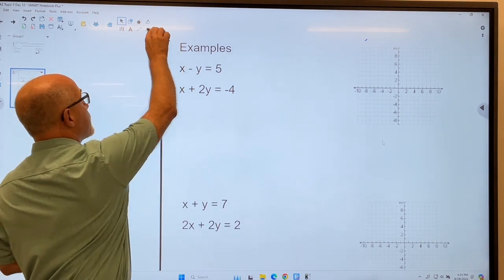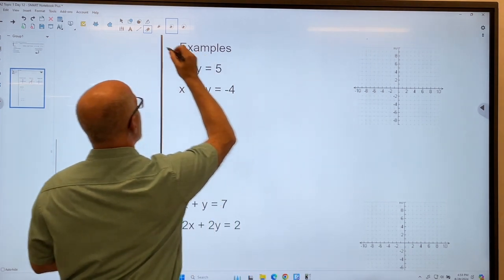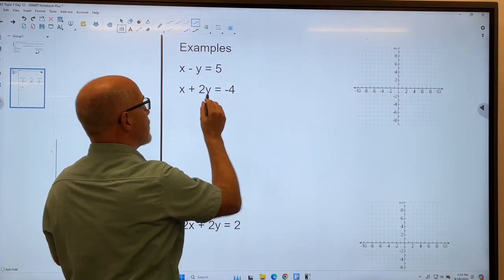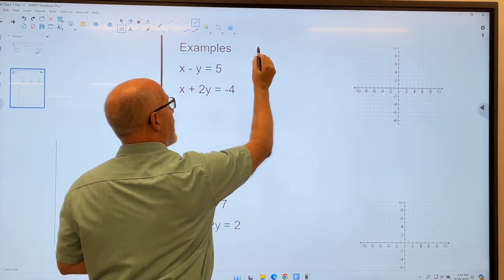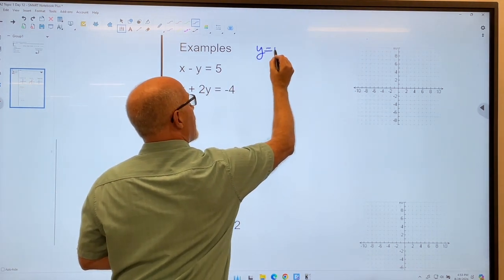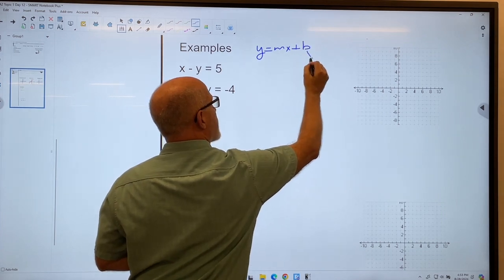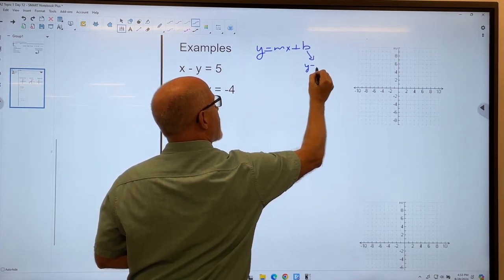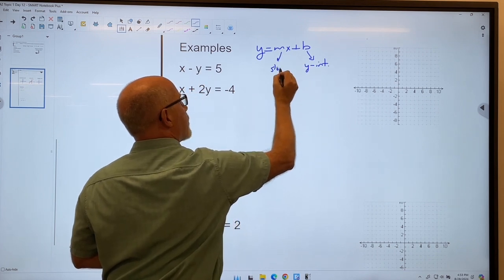These problems, I'm going to get them into slope-intercept form because I'm used to doing those that way. So let's take this one. I'm going to take it and make it into y equals mx plus b. Remember, with slope-intercept form, we've got our y-intercept and our slope to graph them.